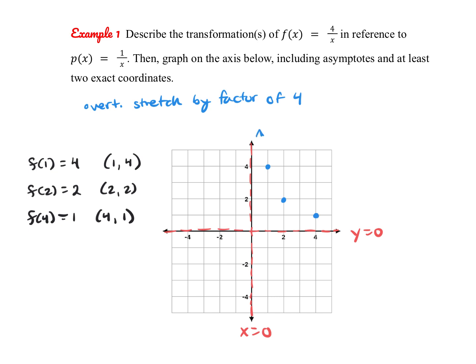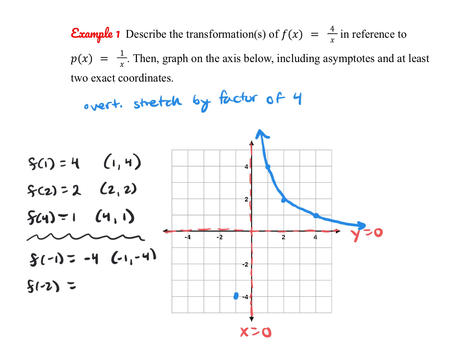And I know that my graph will travel along both my horizontal and vertical asymptotes, so it ends up making a shape like this. And now we're going to pick a couple x values to the left, maybe -1, so that would give us -4. So (-1, -4). Maybe I'll also pick -2. So 4 divided by -2 is -2. So there's another coordinate. And again, I'll pick values that seem easy to plug in, so I'll also pick -4. So I get the coordinate (-4, -1).